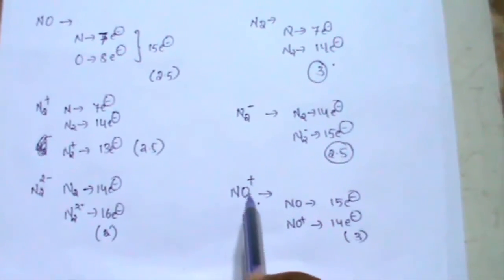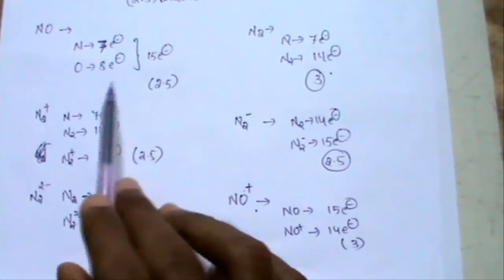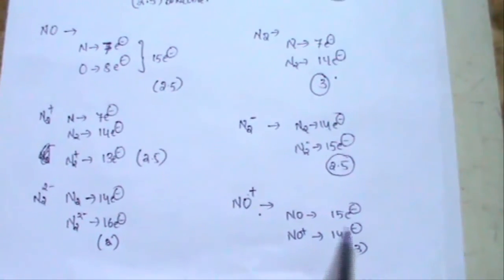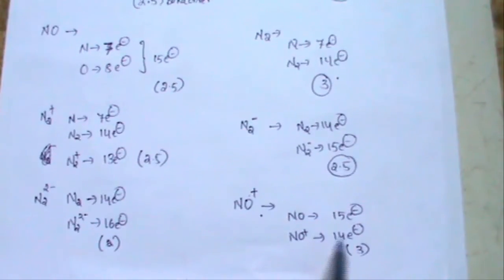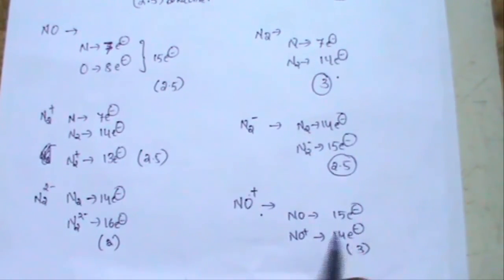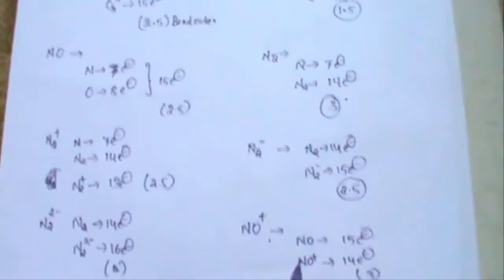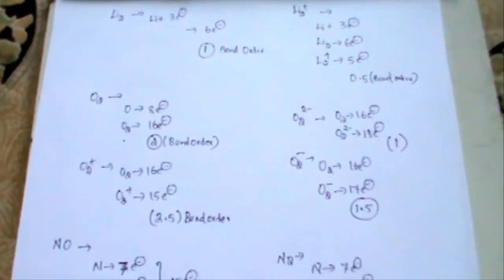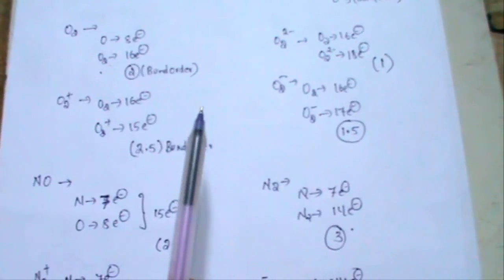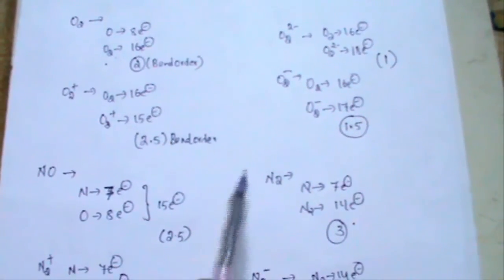This is another example. If you take out one electron from the NO molecule, NO has 15 electrons, so NO plus has 14 electrons. This is the midpoint of the previous box. So here 14 electrons are there, so its bond order is 3. These are a few problems. If you know the bond order box and the total number of electrons, then you can solve these problems easily.